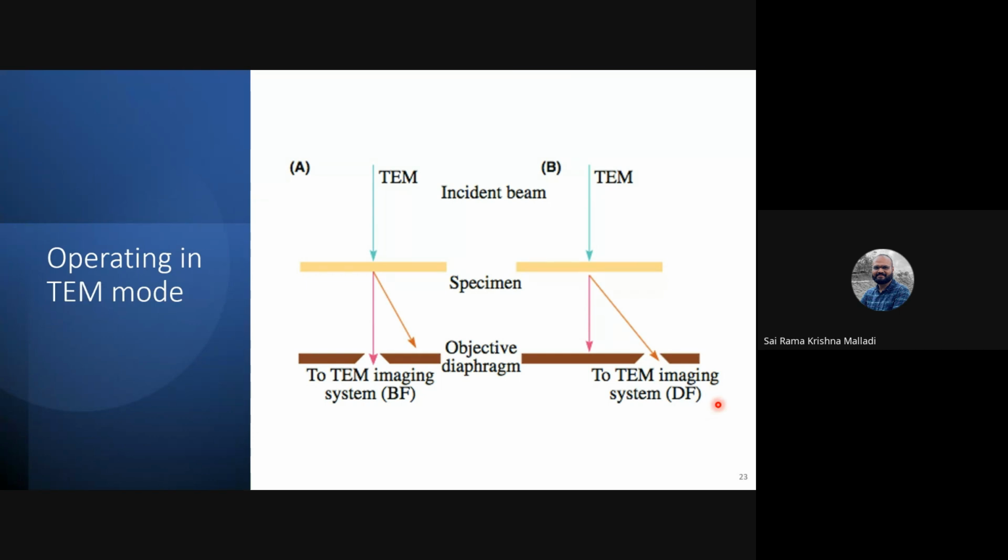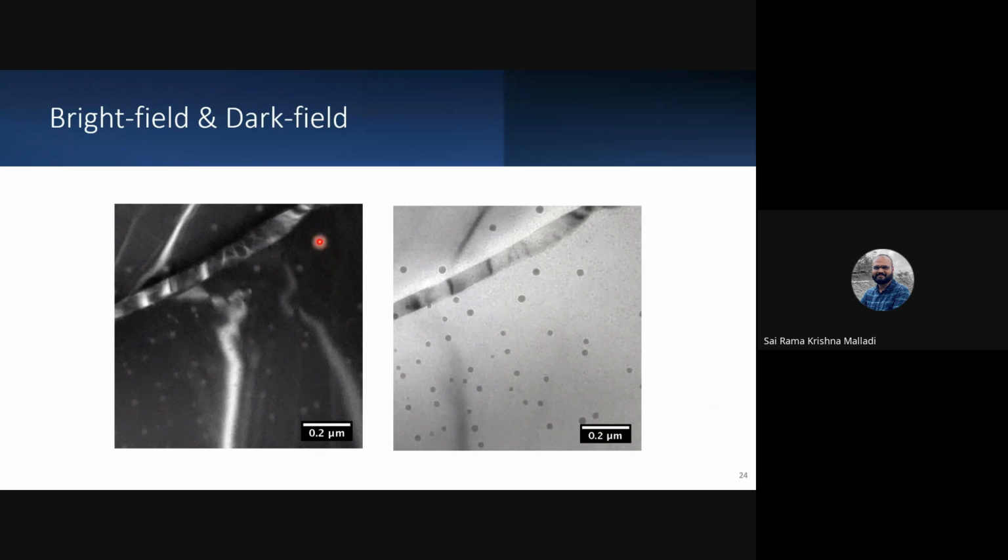So what do these mean? If I look at a sample, this is again a similar aluminum sample.